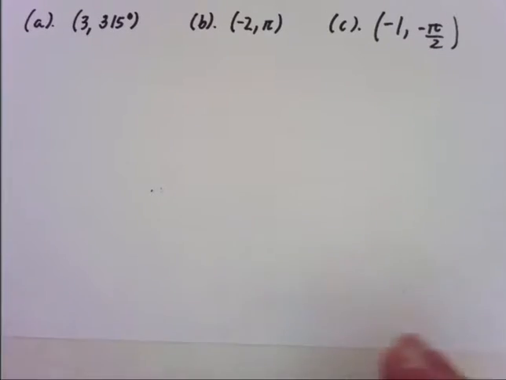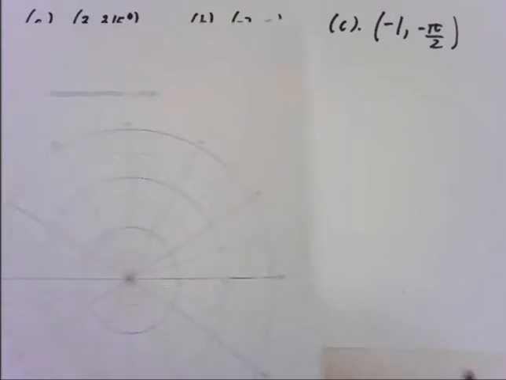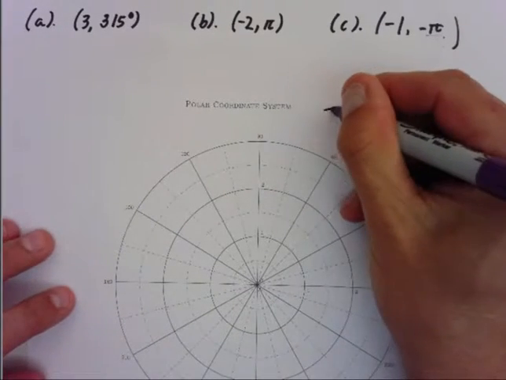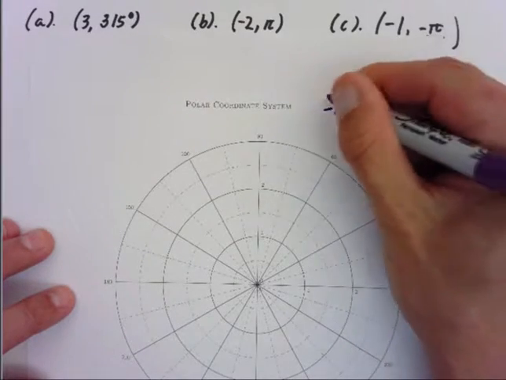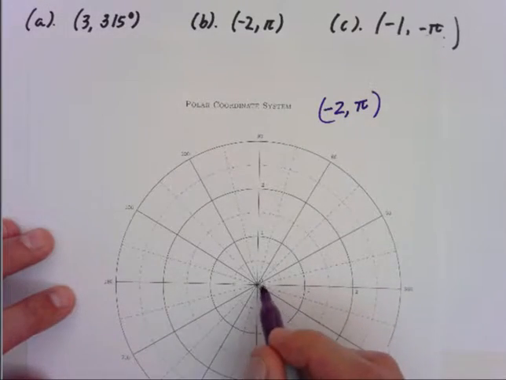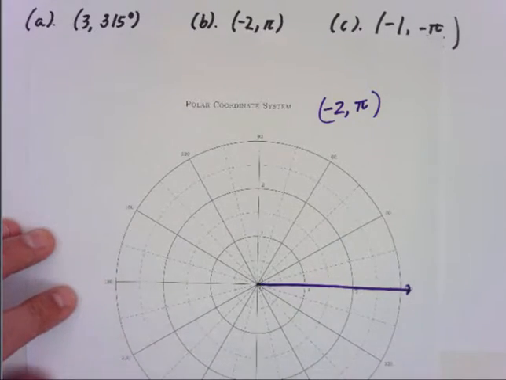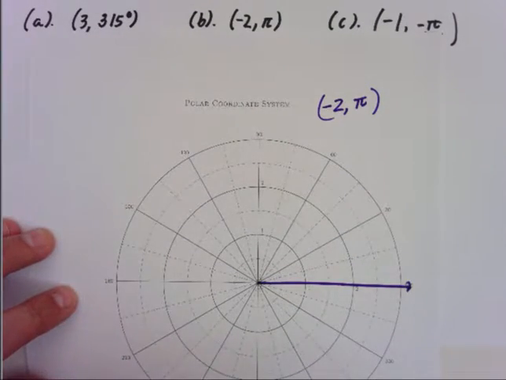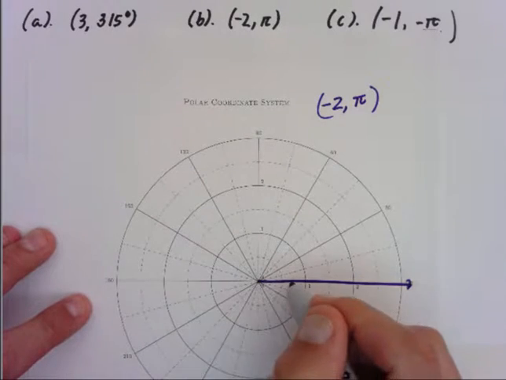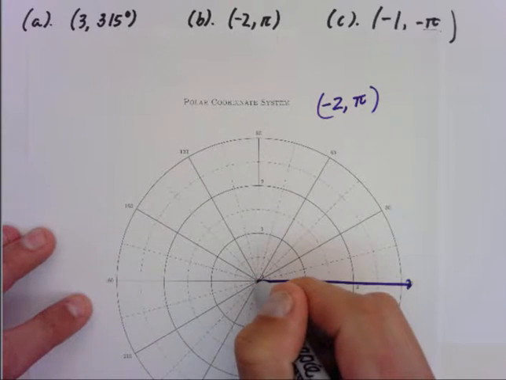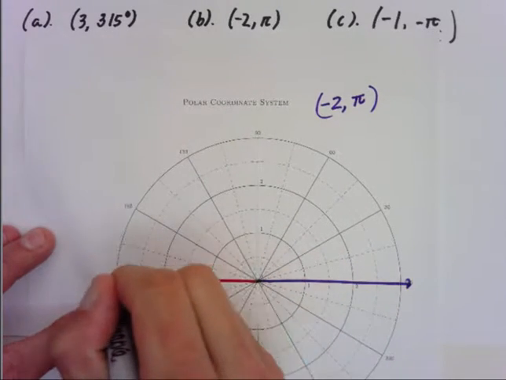So now let's look at our second one, negative 2, pi. Okay, now again I can go ahead and draw in purple here, going out like the initial side. Okay, and I'll use a different color here. If I was going to draw pi, that is just going to go all the way over here. So here is 180 degrees, or pi, so it goes like this in red.